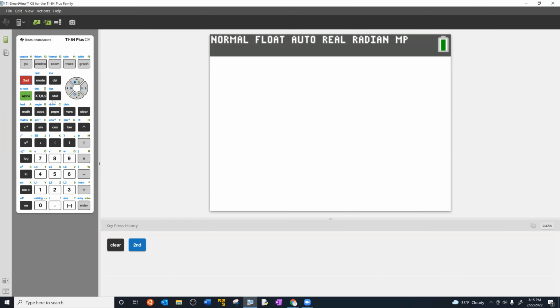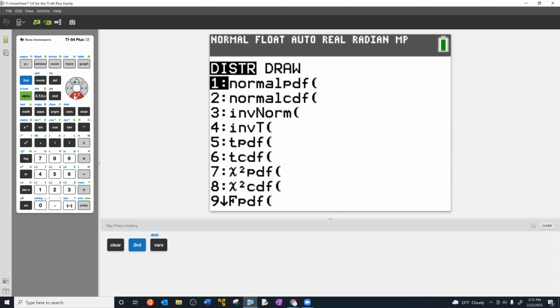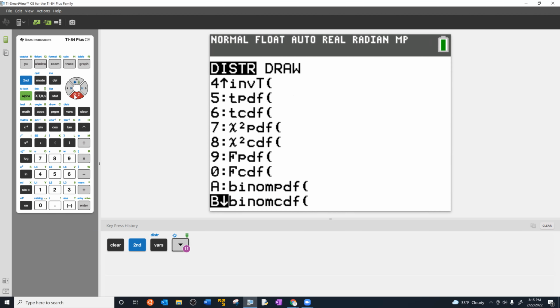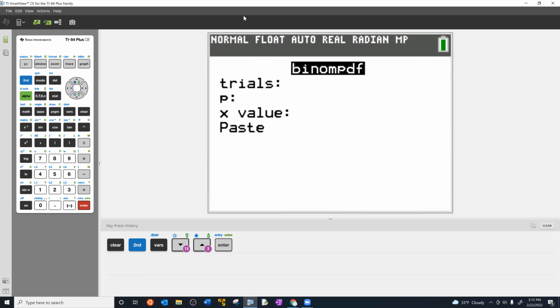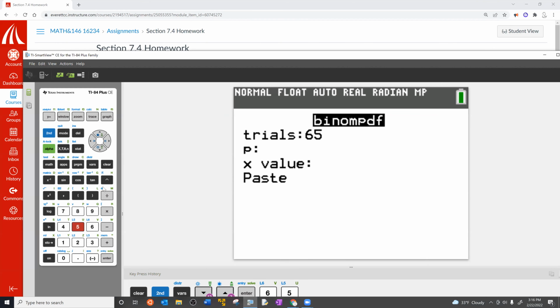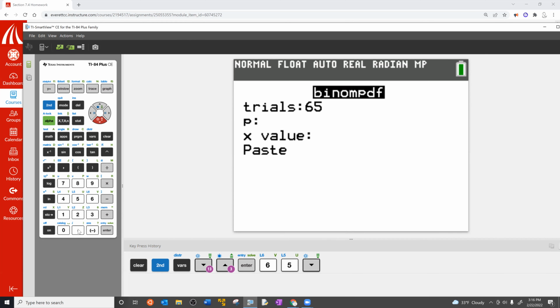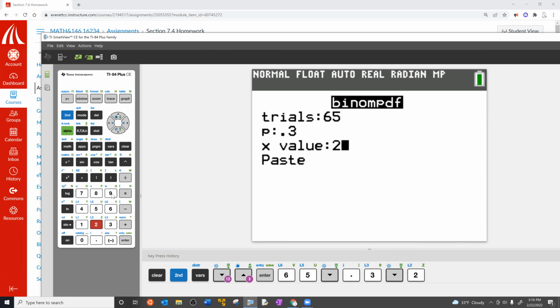StatCrunch can also do this. So we'll go to 2nd, DISTR, and we're going to go all the way down to binomial PDF. And we're going to put in the values. n is 65. p is 0.3. And the x value, I believe, was 29. Let's double check that. Yeah, the x value is 29.